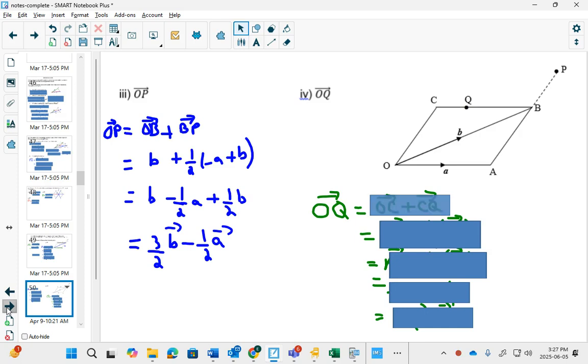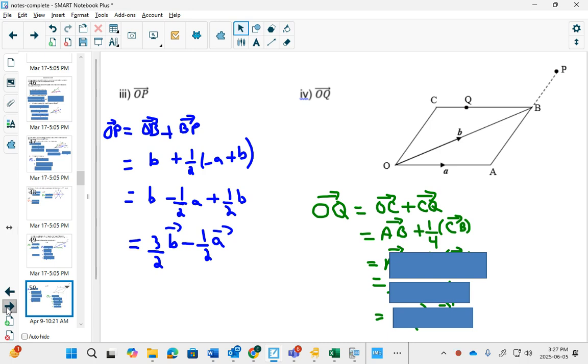O to Q. We would want to go from O to C to Q. That's really easy to visualize. And C to Q is 1/4 of the way from C to B. And O to C, since it's a parallelogram, is the same as A to B.